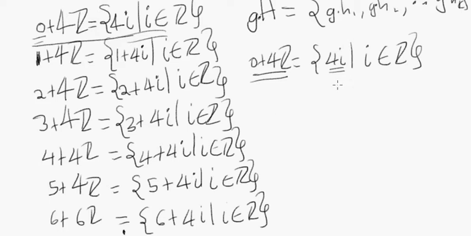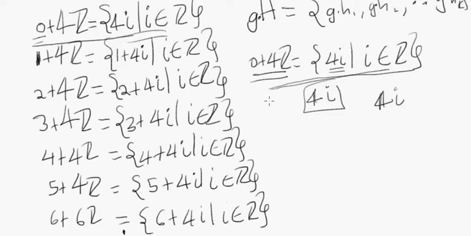Because all elements of the form 4i are divisible by 4. And could there be an integer that's divisible by 4 that's not in this coset 0 plus 4z? Well, basic thought says no, right? Because every integer that's divisible by 4 is of the form 4i, where i is some integer. So indeed 0 plus 4z refers to all elements that are divisible by 4.